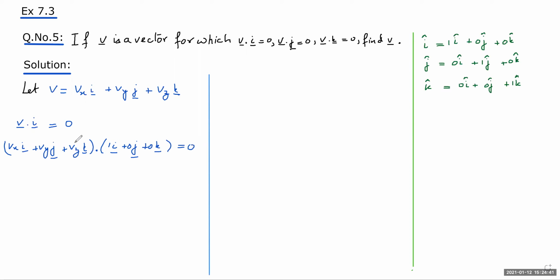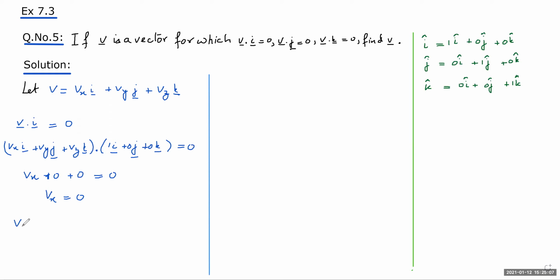Perform this dot product, and you know that the dot product will result in Vx into 1, that is Vx, plus Vy into 0, that is 0, plus Vz into 0, that is 0, equals 0. Result, Vx is equal to 0.